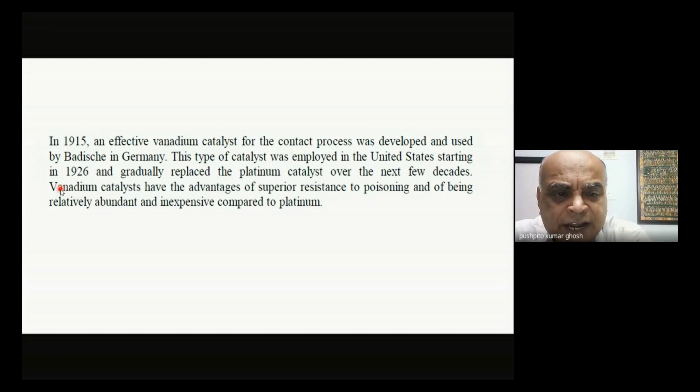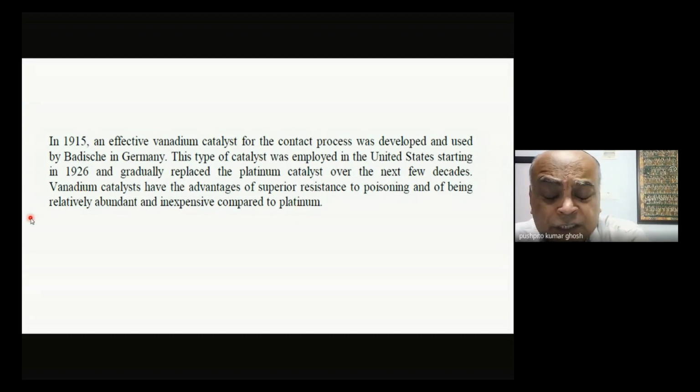Why was the vanadium catalyst so revolutionary? Vanadium catalysts have the advantages of superior resistance to poisoning and of being relatively abundant and inexpensive compared to platinum. Usually, if one thing is good, we say it is expensive but the performance is good. But who would say it is cheap and the performance is also better? That is what the vanadium catalyst does.